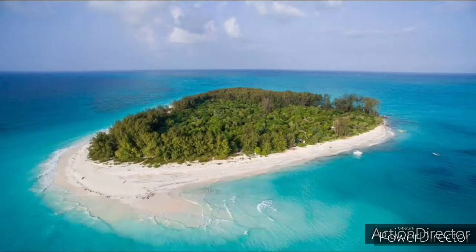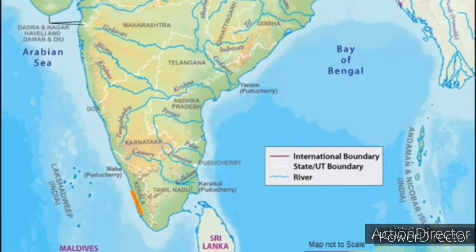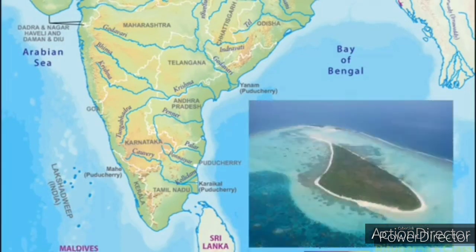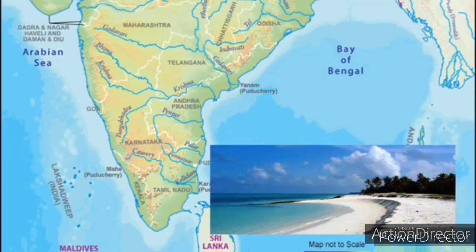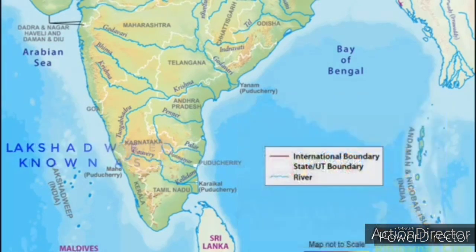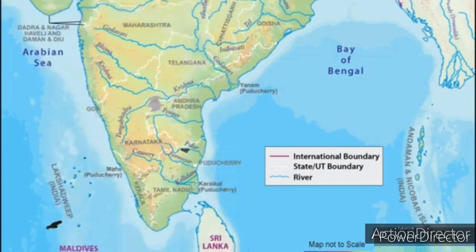There are two groups of islands that are a part of our country. They are the Andaman and Nicobar Islands and the Lakshadweep Islands. These islands are popular tourist attractions. The climate here is warm and tropical, making it pleasant to stay here. The Andaman and Nicobar Islands are located in the Bay of Bengal and are separated by the Ten Degree Channel.